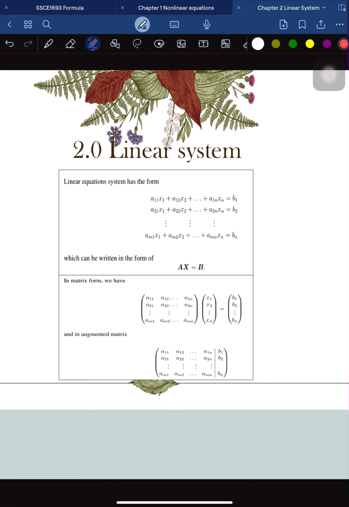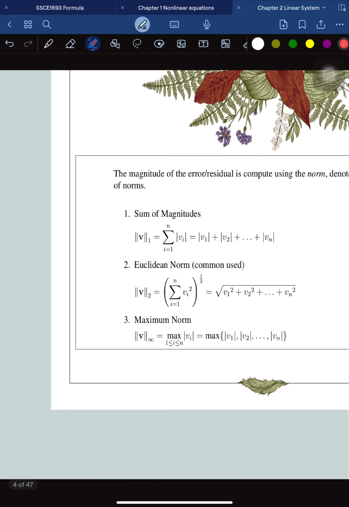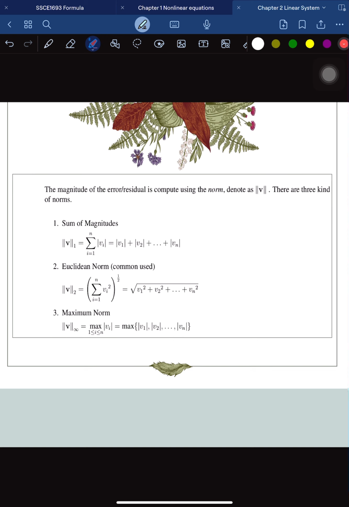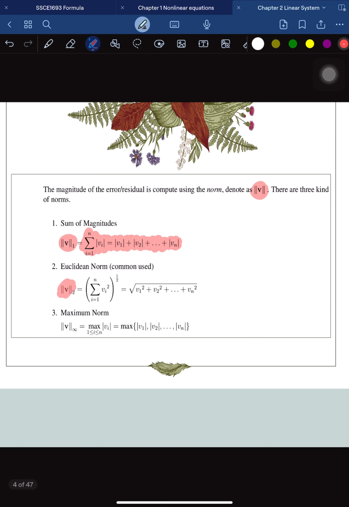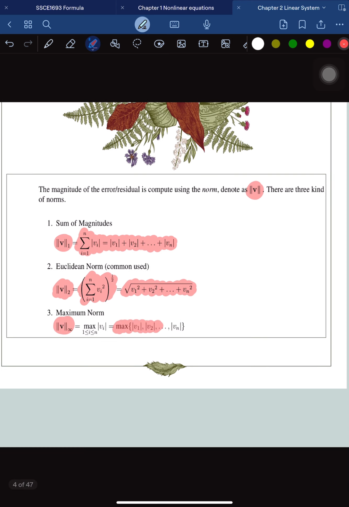The error can be computed by using the norm. Norm 1 is the sum of the magnitudes, the summation of the absolute values. Then norm 2: you square and then you square root. And the most famous one is the maximum norm, or infinity norm, which is the maximum value of the error. It depends on the questions.